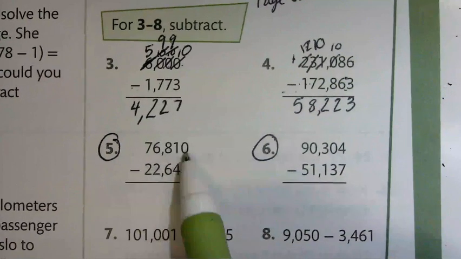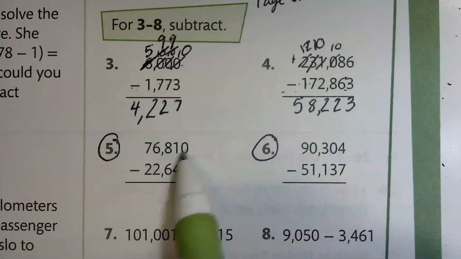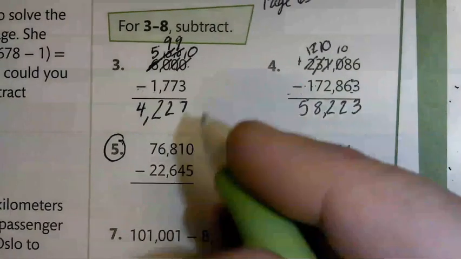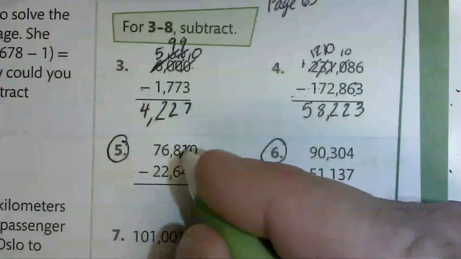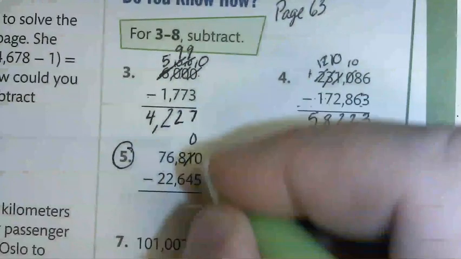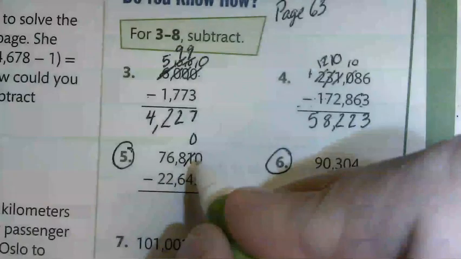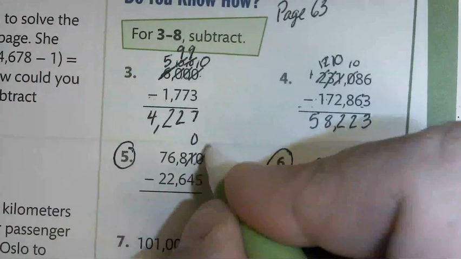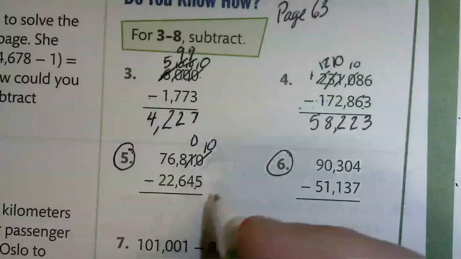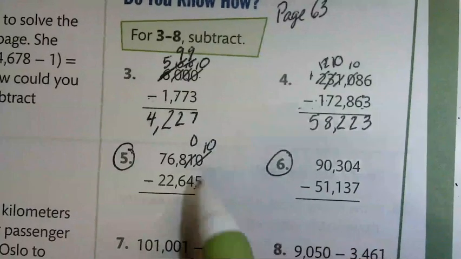So for number 5, I'm going to start in my ones place. I've got 0 minus 5. Well, I can't do that. So I'm going to go next door and take 1 away from here. Well, if it was a 1 and I take 1 away, I'm now left with 0. But that 1 right there comes over to the ones place and turns it into a 10. 10 minus 5 is a doubles fact, so that's going to be 5.